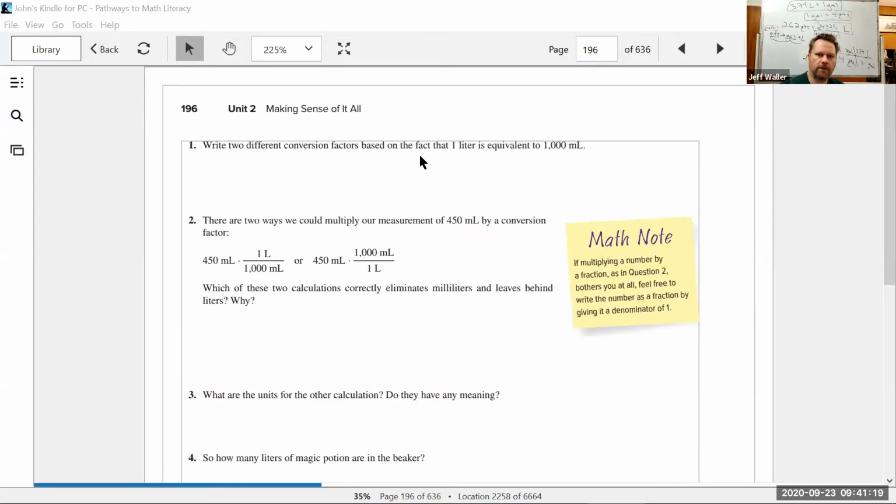So here, what does this mean? Write 2 different conversion factors based on the fact that 1 liter is equivalent to 1,000 milliliters. Can you make a ratio? They sort of give it away there. Just to show you, here's the answer. Those are the 2. It could either be 1 liter per 1,000 milliliters or it could be 1,000 milliliters per 1 liter.